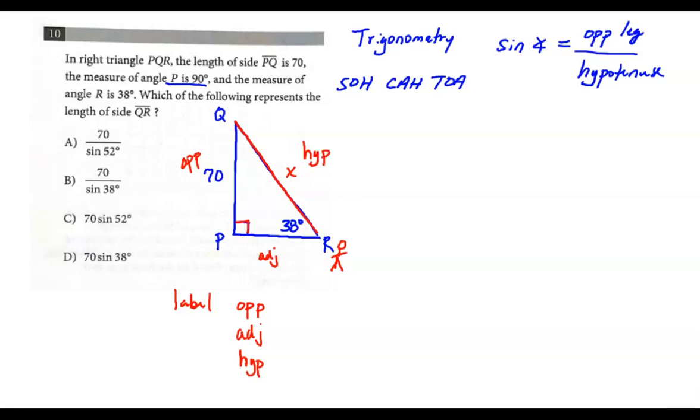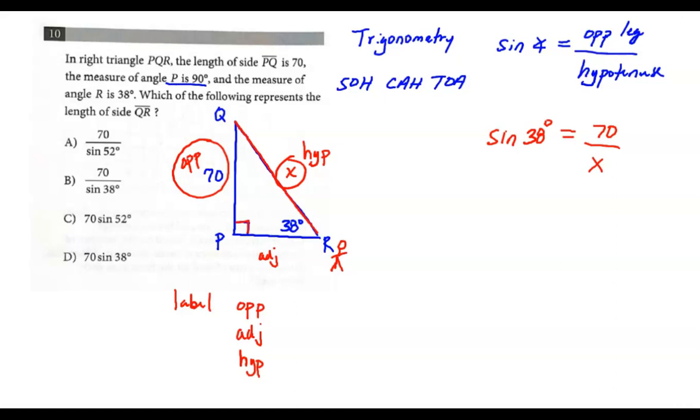So if I'm trying to solve for x, what I'm going to do is set up this sine ratio, because the sine, when standing on 38 degrees, that's my reference angle, is the opposite leg divided by the hypotenuse piece. So now I have a trig equation that can be solved.